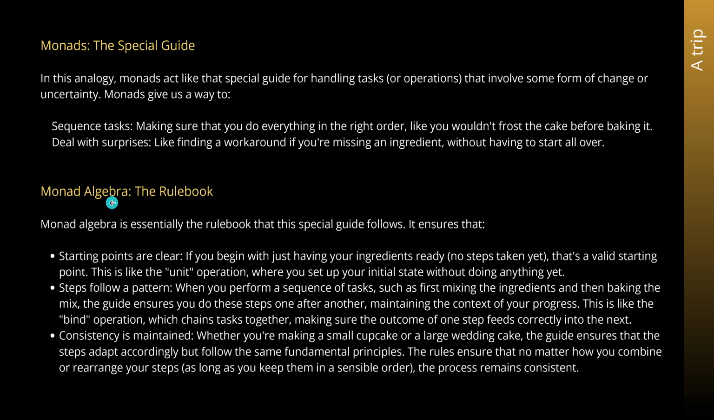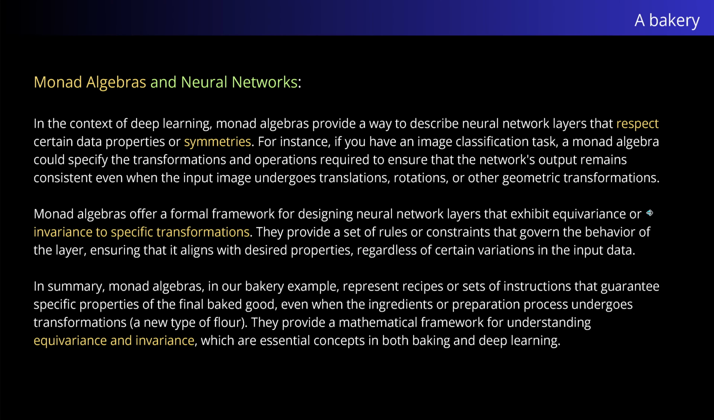In the algebra, you guessed it, it is simply the rule book that tells us what is allowed, what we are allowed to do with our monads. So it ensures that the starting points are clear, the steps follow a certain pattern, that we have a consistency. You get the main idea.